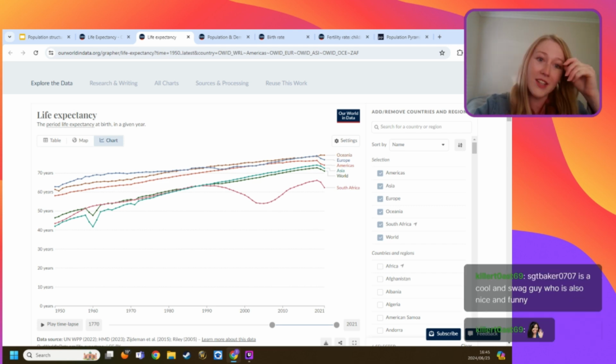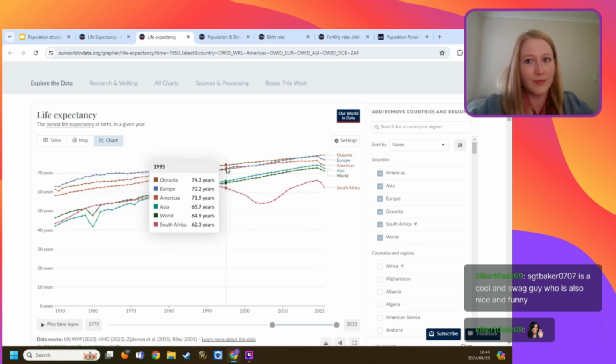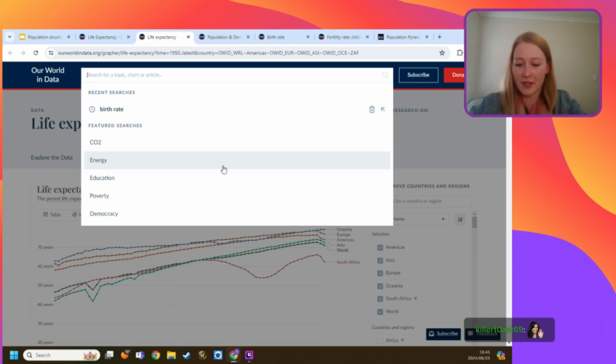So overall life expectancy is increasing. That means that people are living longer. They're expected to live longer. And it's usually a sign that healthcare is getting better, living conditions are getting better, everything like that. So general development.